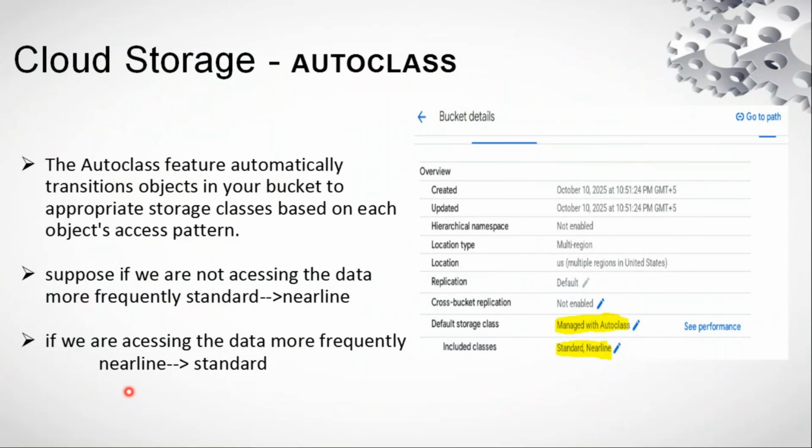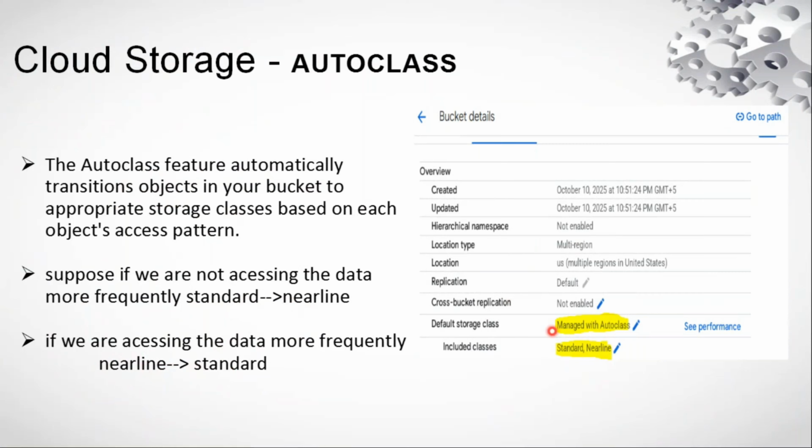Suppose consider the second example. Suppose my storage class is nearline. I am accessing the data once in a month. If instead of once in a month, I am accessing the data every day, then auto class will shift the storage class from nearline to standard storage class. This is what auto class will do, this transition of objects from one storage class to another, like standard to nearline and from nearline to standard.